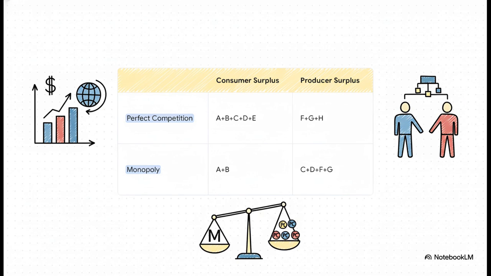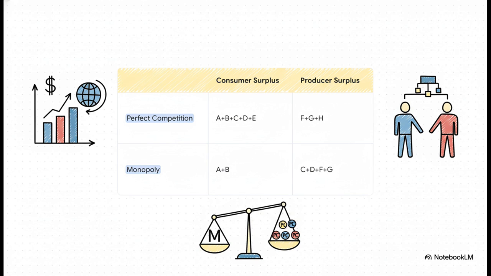Well, this table tells the whole story. Look at the top row. For perfect competition, consumers get a ton of value. That's consumer surplus, represented by all those areas from A through E. The producer gets their piece of the pie, too, in areas F, G, and H. But now look what happens with a monopoly. The price goes up, consumer surplus absolutely shrinks down to just A and B. The producer, meanwhile, not only keeps their original surplus, but also grabs areas C and D from consumers.